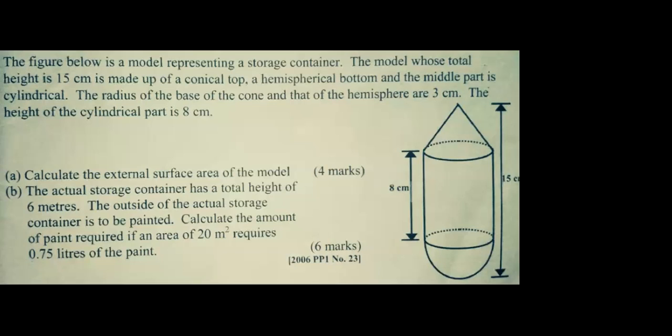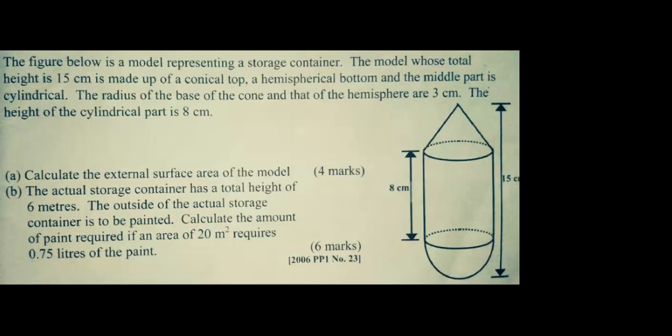So to get the slant edge of the cone, you will use Pythagoras theorem, because 4 is the height and 3 is the radius of that cone. So you get 5 as the l of the cone. To get the curved surface area of the cone, you'll do 3.142 times 3 times 5. Then you'll get 47.13. So then you get to the next step.